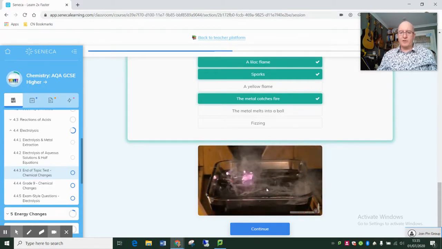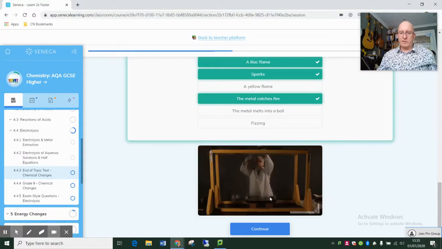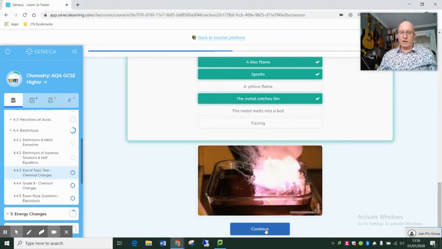And here is the reaction going with quite a decent sized chunk of potassium. Nice, that's much bigger than we were allowed to use in our school demonstrations. You can see why.